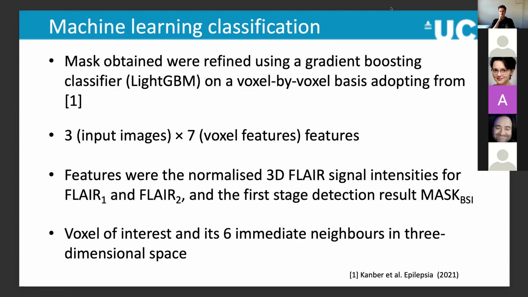And for the BSI mask, it was essentially the mask value for the voxel of interest and the 6 immediate neighbors.